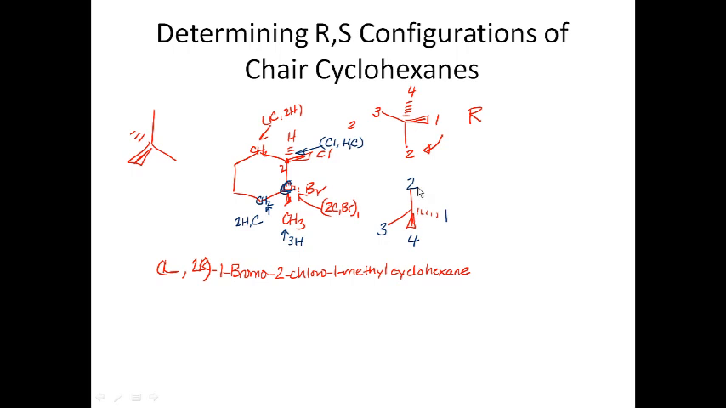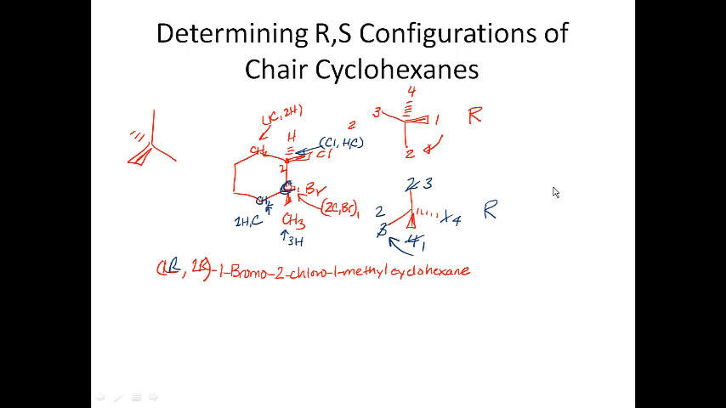So the 4th priority group is away from me. I can either do group switching or rotation. If I was to do group switching, I would simply switch 1 and 4, and that's first switch, 2 and 3 the second switch, and so therefore going from 1 to 2 to 3 is clockwise. So it's 1R, 2R. So both of these chiral carbons have the R configuration.